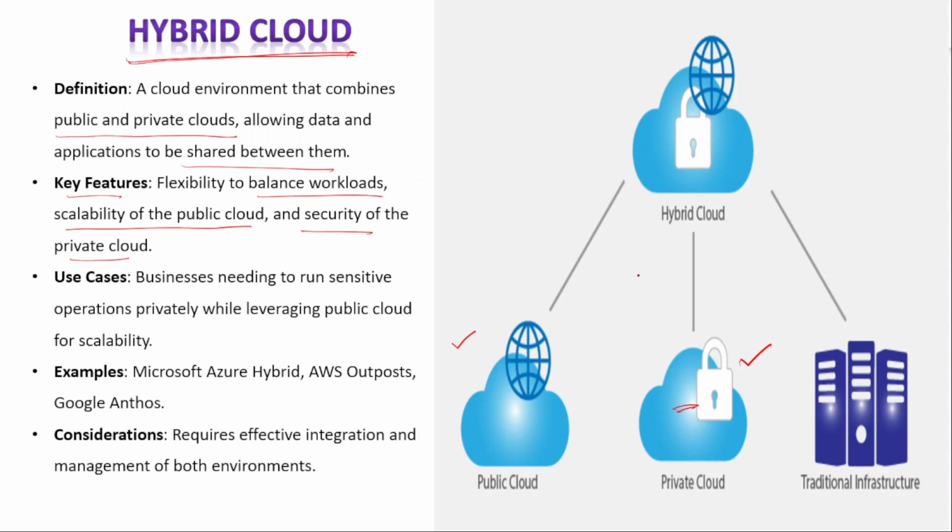So when an organization uses these both, then this type of setup is known as hybrid cloud. Of course, the organization may have traditional infrastructure as well. So the combination of these two or these three is known as the hybrid cloud. Use cases include businesses needing to run sensitive operations privately inside the private cloud while leveraging the public cloud for scalability. Examples include Microsoft Azure Hybrid as well as AWS Outpost and Google Anthos.